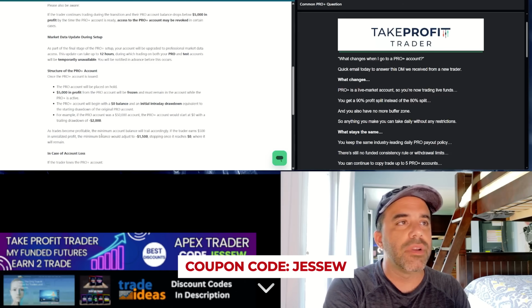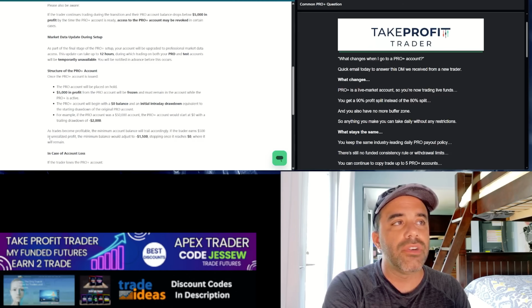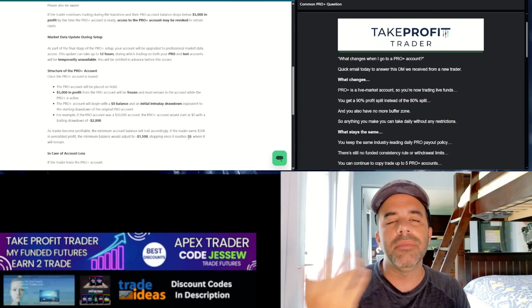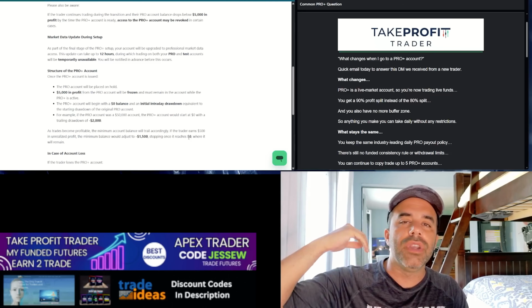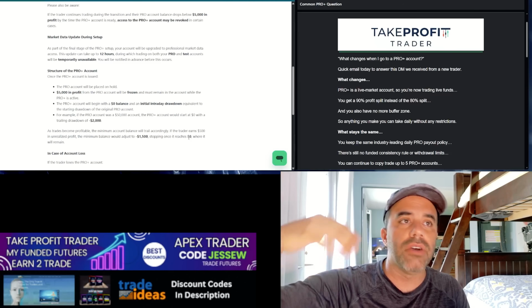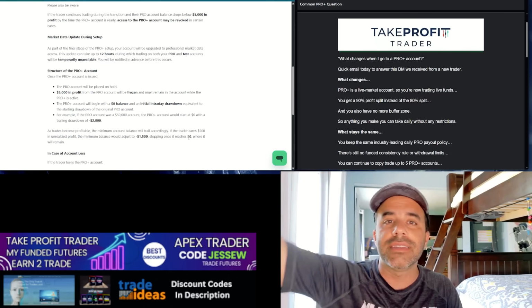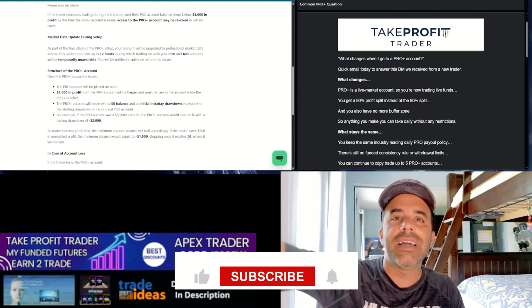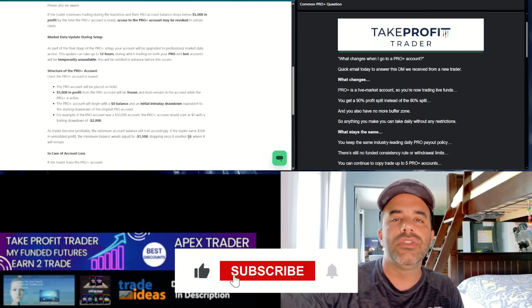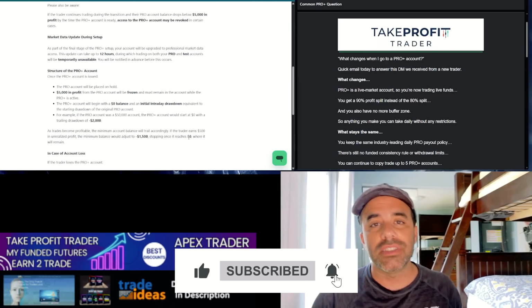As the trader becomes profitable, the minimum account balance will trail accordingly. If the trader earns $500 in unrealized profit, the minimum balance would adjust to $1,500, trailing and stopping once it reaches zero. Once it reaches zero, then bang, it's a static account. You've got $4,000 in profit in the account, now you have $4,000 in drawdown. You've got $5,000, you've got $5,000 in drawdown. You've got $10,000, you've got $10,000 in drawdown. As your profit grows, so does your buffer, because it becomes a static account.